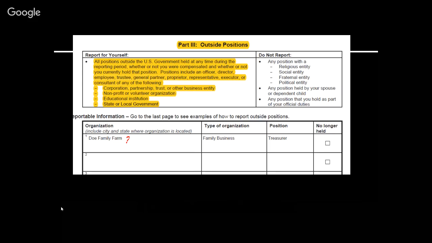And with outside positions, typically these do result in a need for counseling. So in most cases, employees will need to receive advice from the ethics office about their outside activities.